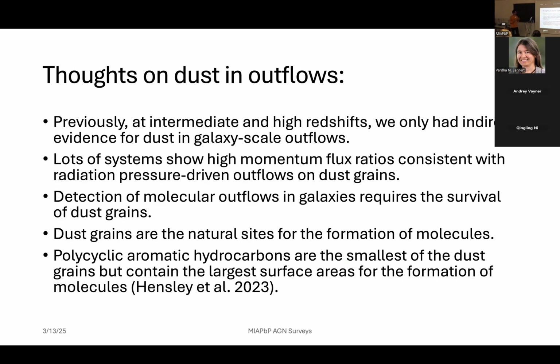We do have systems where, through, for example, the Balmer decrement method in H alpha, you see A_V values exceeding 1. So there has to be dust, but how do you actually directly see it and study its kinematics?